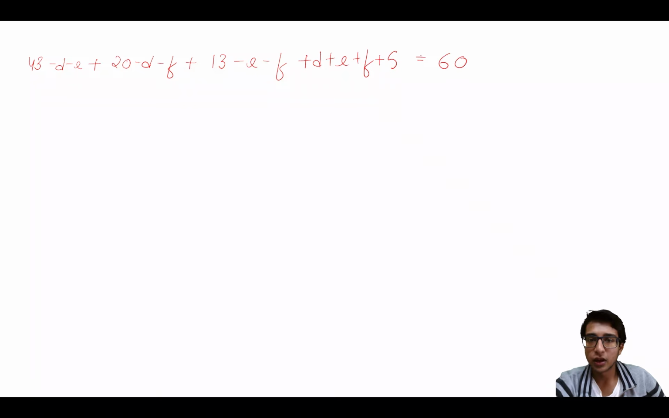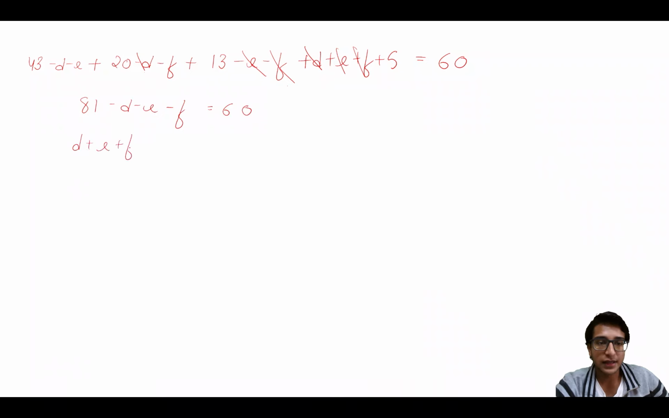Now let us simply solve this to find out D plus E plus F. First of all, this D can cancel out one of the D's. E and F can also get cancelled out. So from here what do we get? 43 plus 20 makes it 63. 63 plus 13, we get 76. 76 plus 5, we get 81. So 81 minus D minus E minus F is equal to 60. If we take all the variables to one side, we are going to get D plus E plus F equal to 81 minus 60, which is 21.